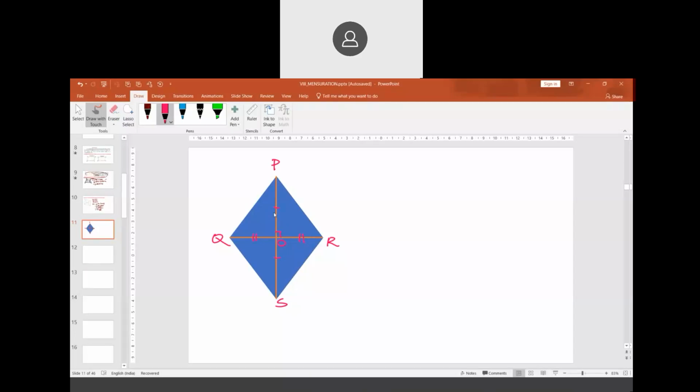So I have indicated this with a symbol. What does it mean? It means they are equal in length. PO and OS are equal. QO and OR are equal. PO is equal to OS, and QO is equal to OR. PS is perpendicular to QR. This is the common information known to us from a rhombus.